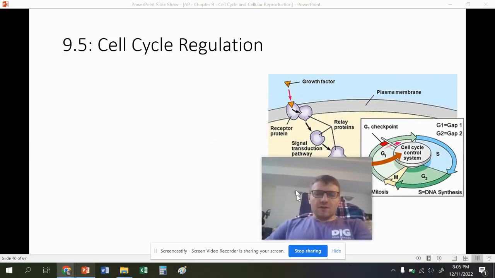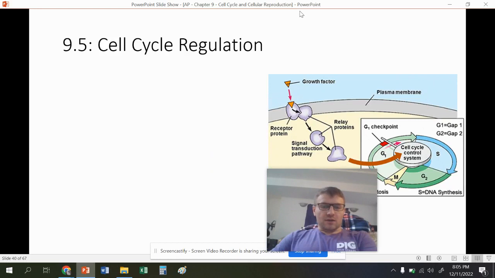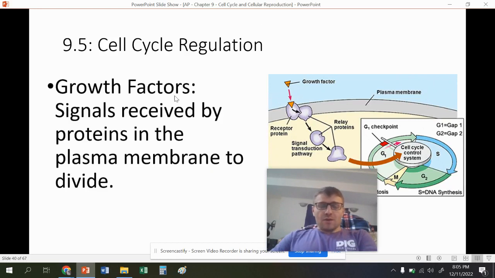All right, 9.5 is going to look at something called cell cycle regulation. Within this regulation, we have these things called growth factors. And these growth factors are ligands, if you remember from back in our cell communication chapter, that bind with the plasma membrane or proteins within the membrane. And this is going to create some internal mechanism, the signal transduction pathway, to initiate the cell cycle.